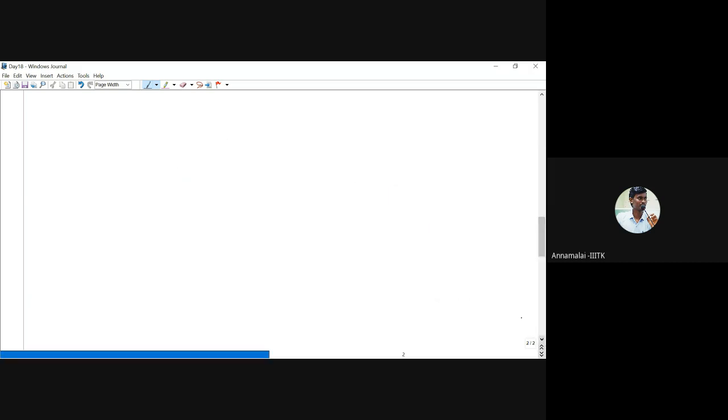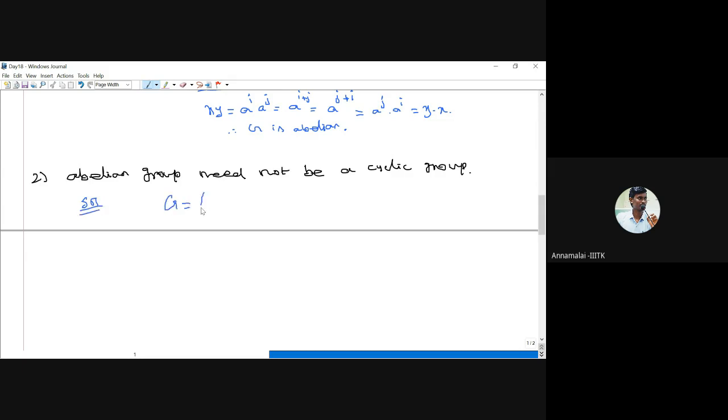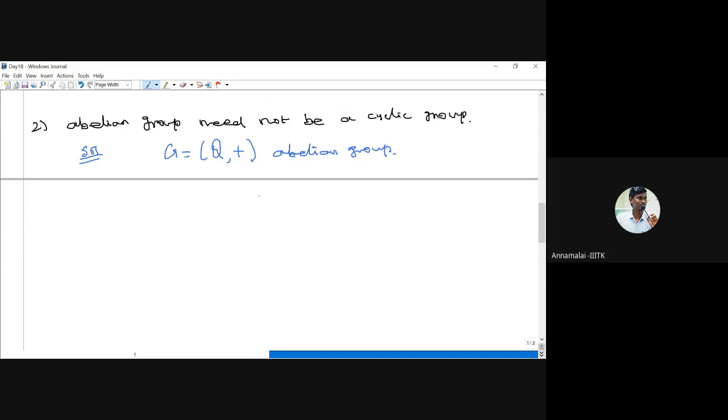There are many standard examples. Maybe I can take a special group, Q. So the example: if you take the group G as the set of all rational numbers with respect to addition. Clearly, this is an abelian group because it's a group, and with respect to addition, x plus y equals y plus x. If we take any two rational numbers x and y, x plus y equals y plus x. Therefore, it's an abelian group. But this Q under addition is not a cyclic group.